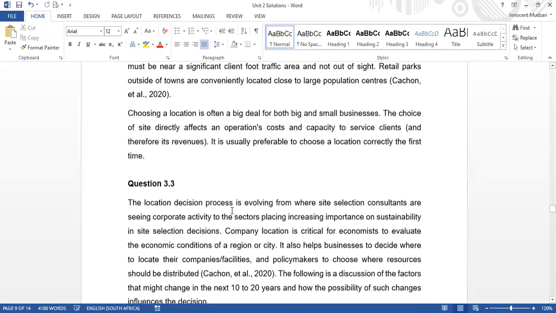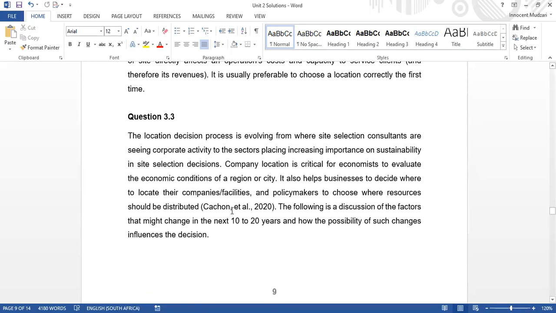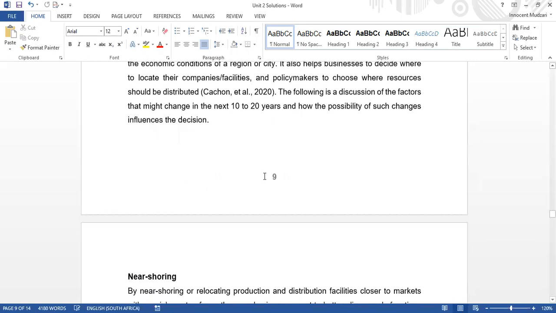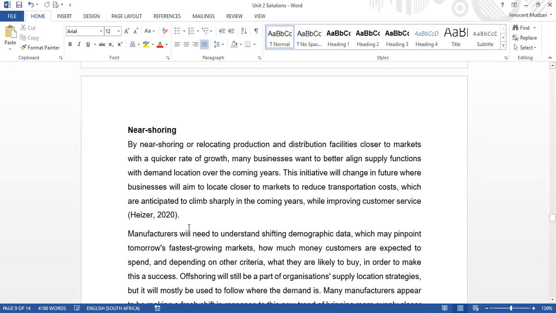Okay, right. The last part of question 3 says, considering that this is a long-term strategic decision, discuss the factors that might change in the next 10 to 20 years and how the possibility of such changes influences the decision. So 13 marks, start with your introduction, and then you write about the factors that will change in the next 10 to 20 years. So you can start by writing the nearshoring. This is the factor that can change in maybe 10 years to come.